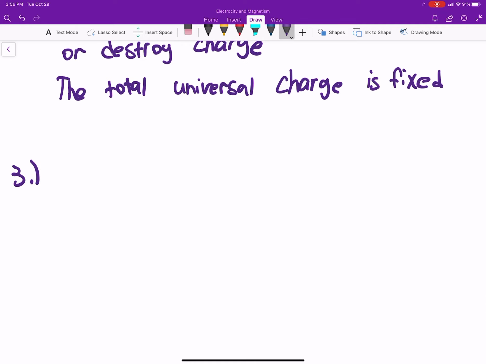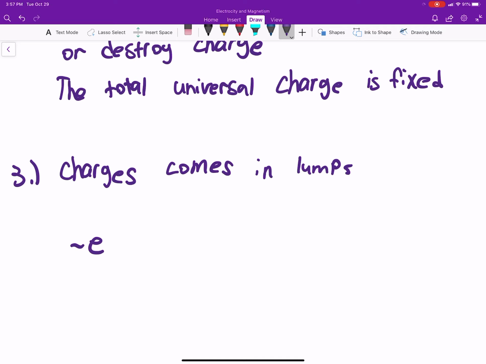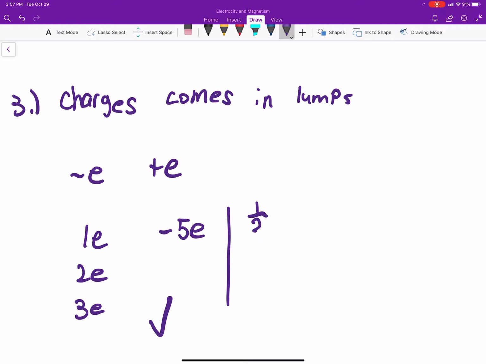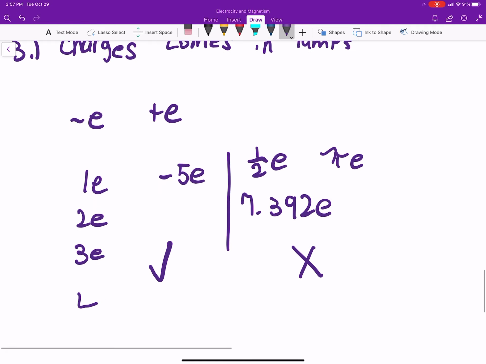And the last thing is that charge comes in lumps. What I mean by that is you could have a negative charge, you could have a positive charge, but they come in lumps of e, which is the charge of an electron. So maybe 1e, or 2e, or 3e, or negative 5e. What's bad, something we don't have, is like half e, or pi e, or 7.392e. That's not things we're going to get. We're only going to get it in lumps like this. So hopefully that makes sense.